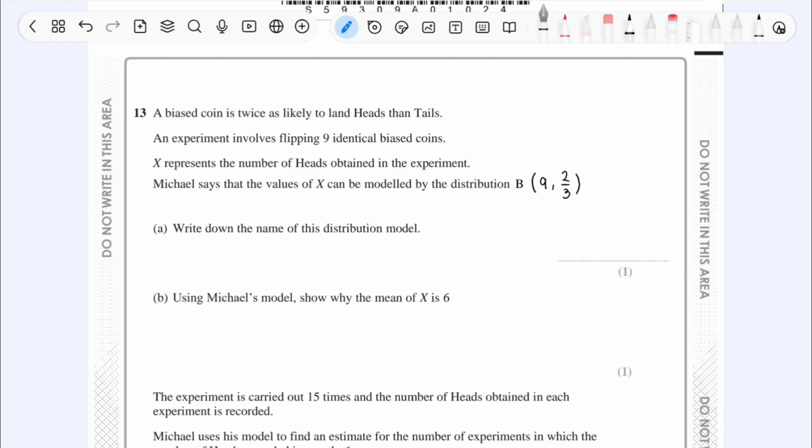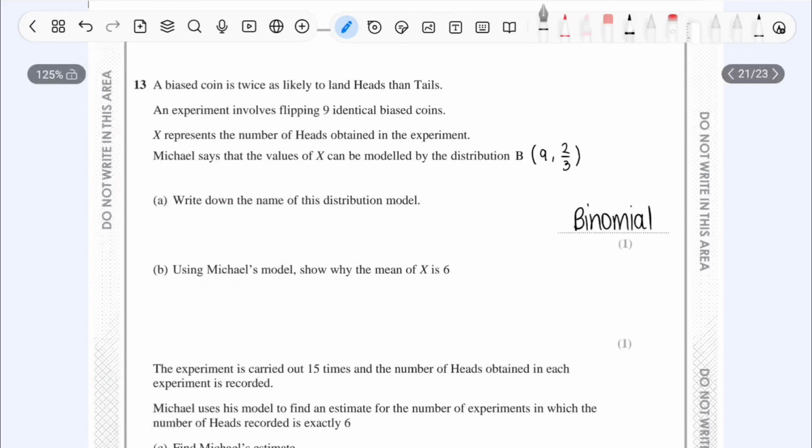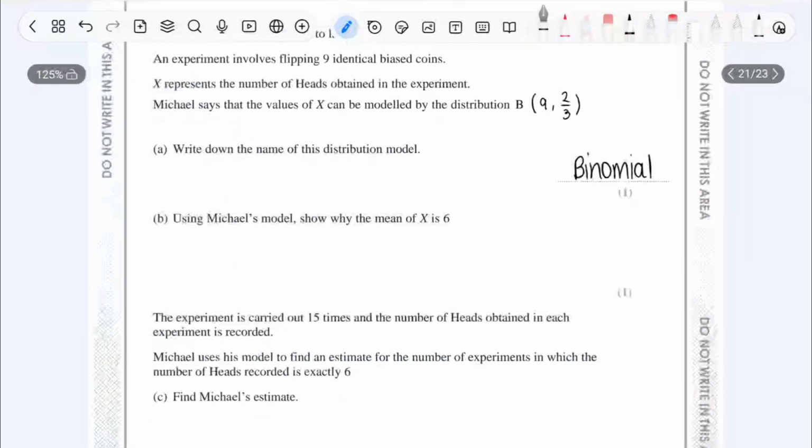This is binomial. I can't really explain it much further than that, but when you see a B, that's basically B for binomial. There are so many different distributions out there, but for GCSE statistics, you only need to know about the binomial and the normal distribution.